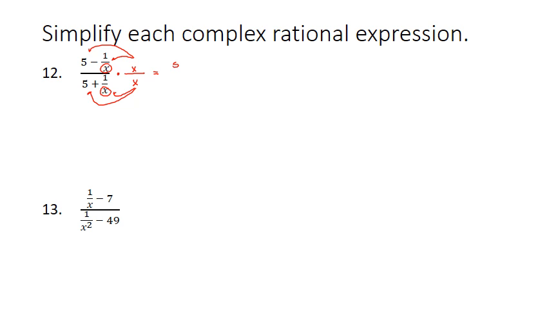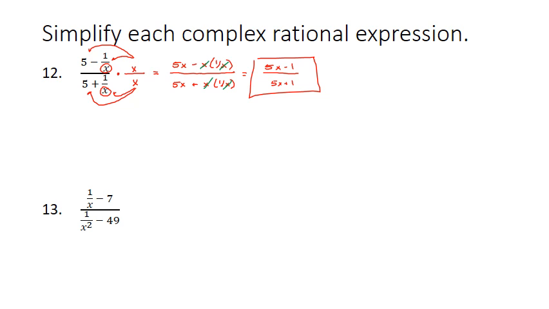So x times 5 gives you 5x minus x times 1 over x, over, on the bottom, x times 5 is 5x plus x times 1 over x. And as you can see, x divided by x and x divided by x cancels, as it should if you do it this way. And you have a final answer of 5x minus 1 over 5x plus 1. That is your final solution.